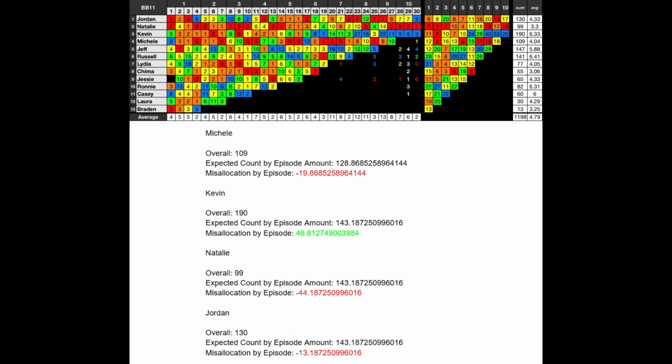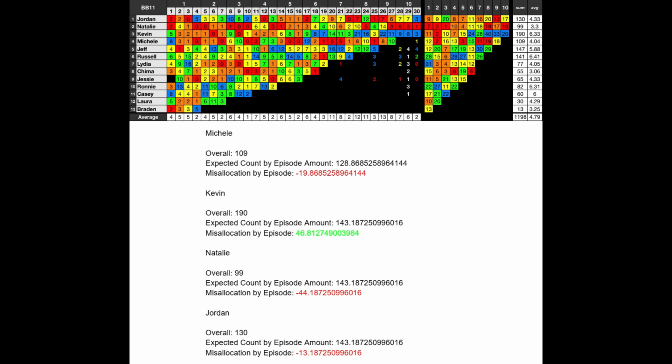Natalie has 99 diary rooms, and her expected count by episode amount is 143.18. This causes her to have a misallocation amount of negative 44.18. So this means that she's missing essentially a third of the diary rooms that she should have if this were to be evenly distributed. Last but not least is Jordan, who has 133 diary rooms overall.